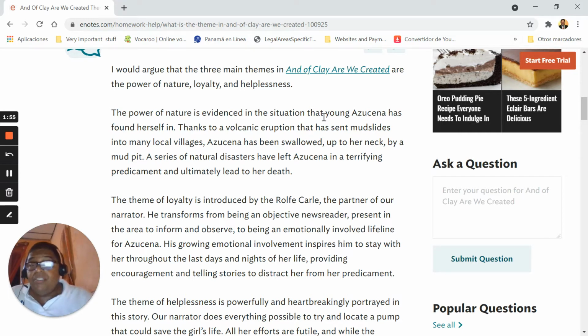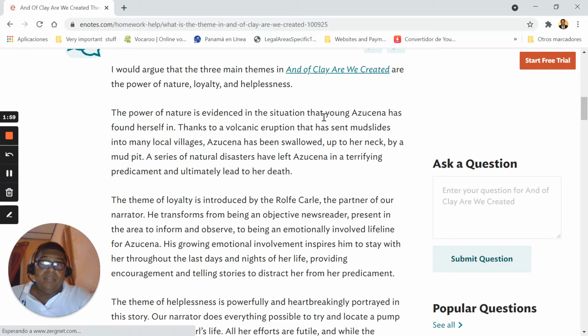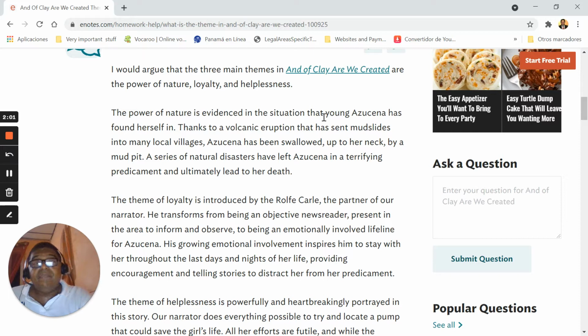The theme of loyalty is introduced by Rolf Carlé, the partner of our narrator. He transforms from being an objective newsreader present in the area to inform and observe, to being an emotionally involved lifeline for Azucena. His growing emotional involvement inspires him to stay with her throughout the last days and nights of her life, providing encouragement and telling stories to distract her from her predicament.